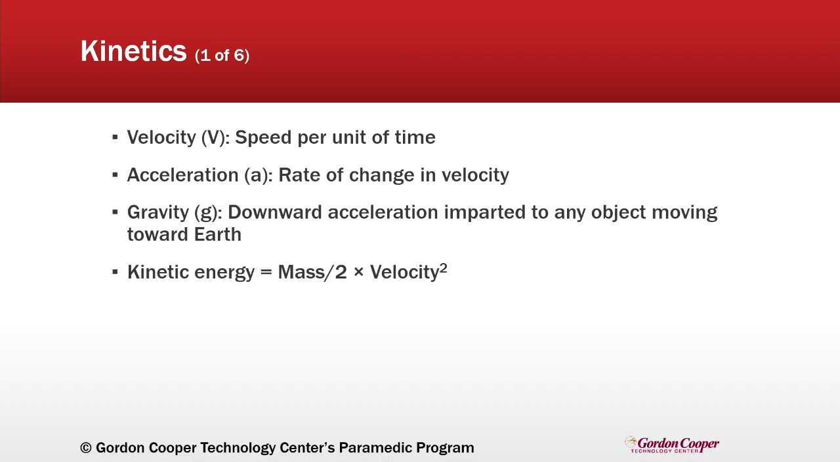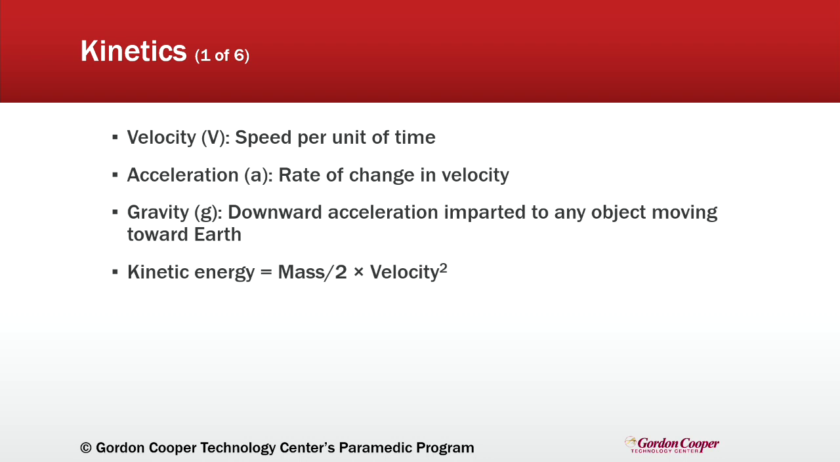All right, so let's talk a little bit about kinetics. When we dive deeper into kinetics, there are words that we're going to use: velocity, acceleration, gravity, kinetic energy, those types of things. So let's look at those more closely, individually. Velocity is the speed of an object in a specific direction over a given period of time. The key difference between speed and velocity is that velocity includes direction while speed doesn't.